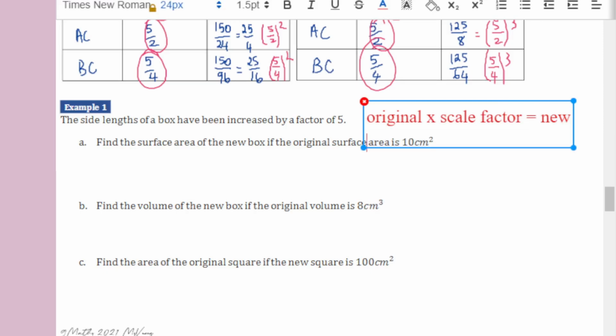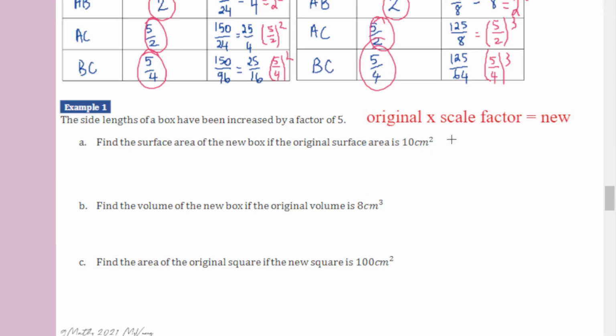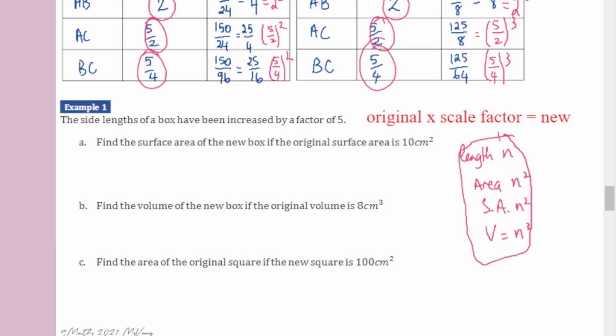Okay. So if we have the scale factor for the length as n, then the scale factor for area will be n squared. For surface area is also n squared, and for volume is n cubed. So the scale factor goes in here, and all original times scale factor equals new.